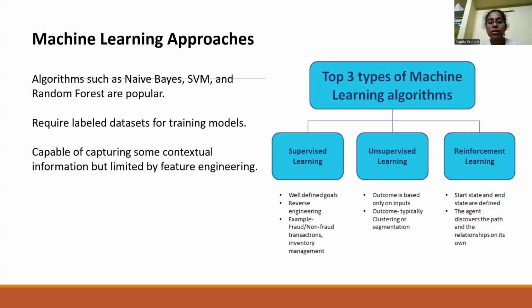Next, supervised learning works like reverse engineering, for example fraud detection or fraudulent transactions, inventory management, etc. When it comes to unsupervised learning, the outcome is typically clustering or segmentation. In reinforcement learning, there is a start state and an end state defined. The agent discovers the path and the relationship on its own.